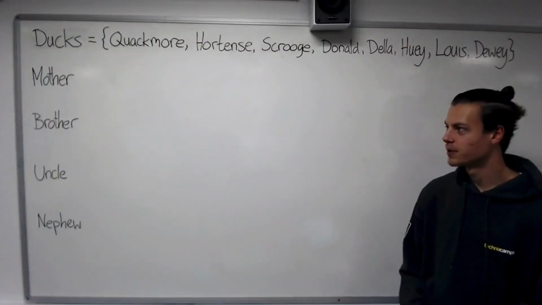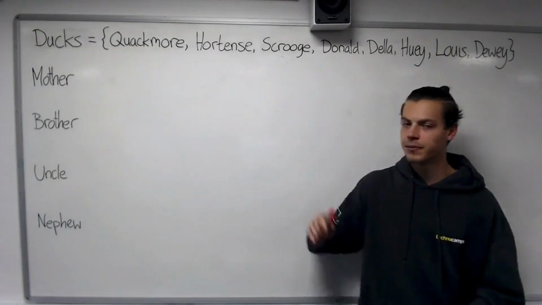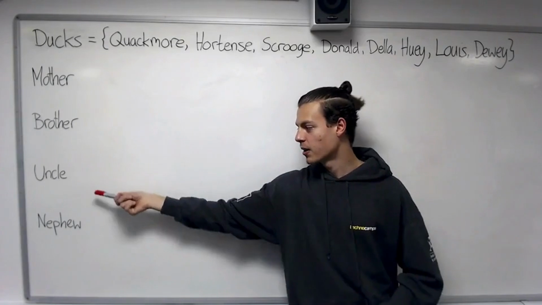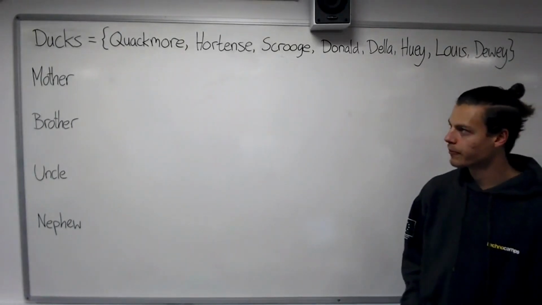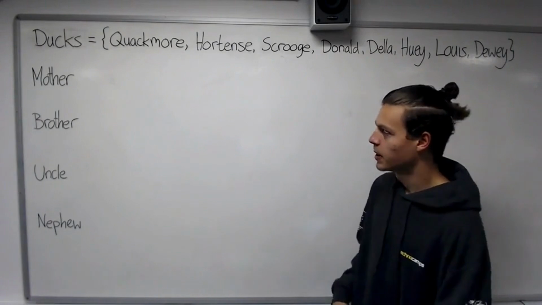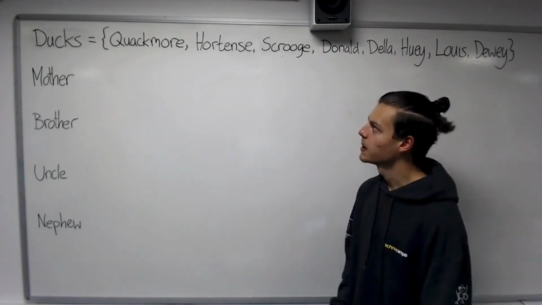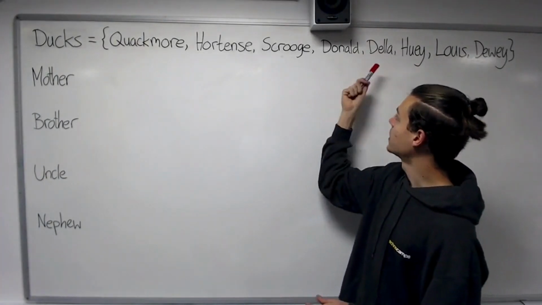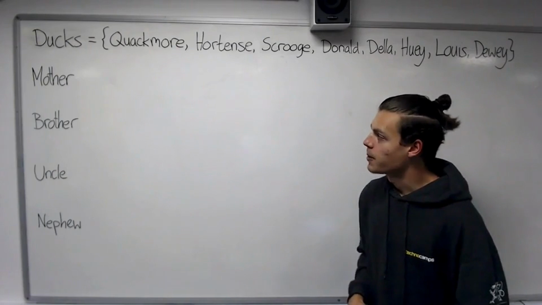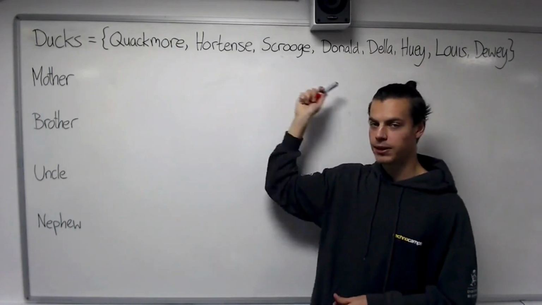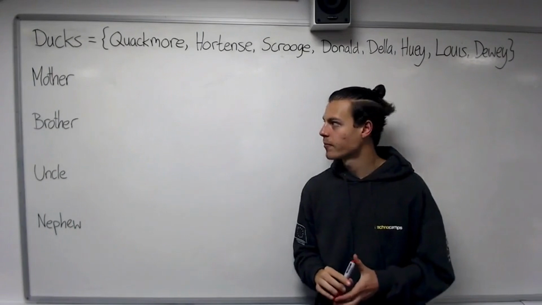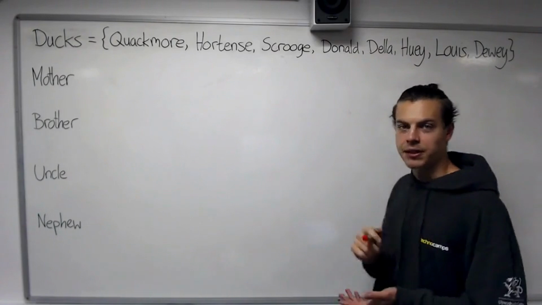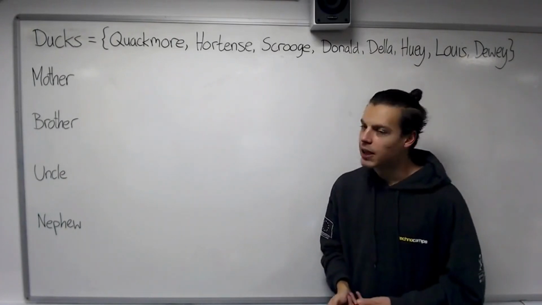This exercise involves relations defined over the duck family. Our first task is to write out the four relations mother, brother, uncle, and nephew. So let's start with mother. Now, which pairs will be in this relation? Hortense is the mother of Donald and Della. So the pairs Hortense Donald and Hortense Della will be in this relation. And Della is the mother of Huey, Louie, and Dewey. So that's a further 3 pairs. So let's write this relation.